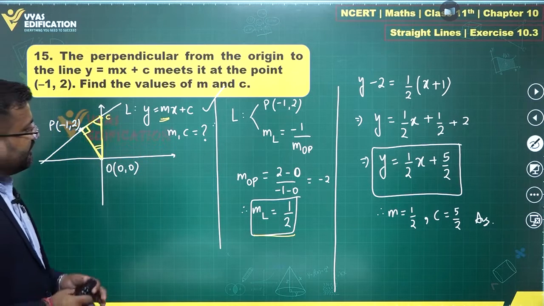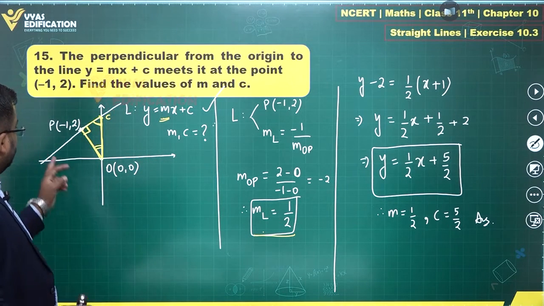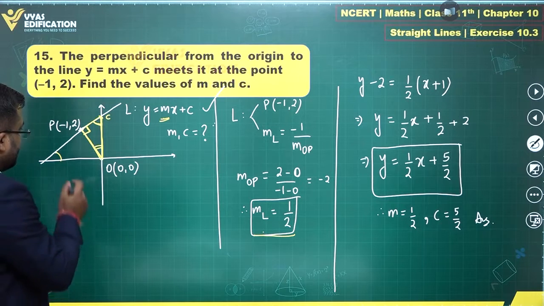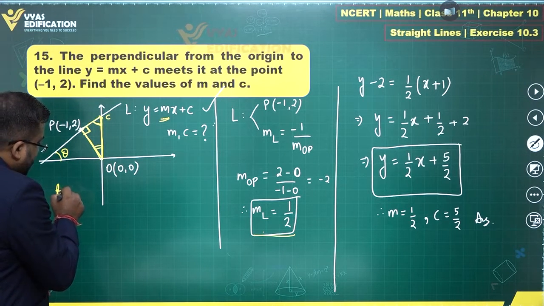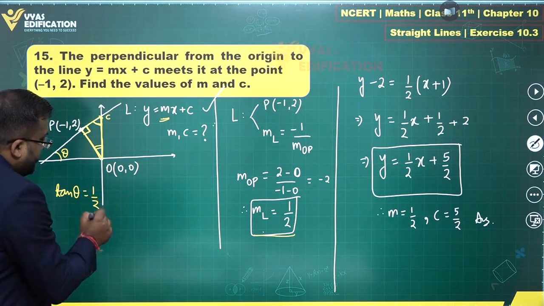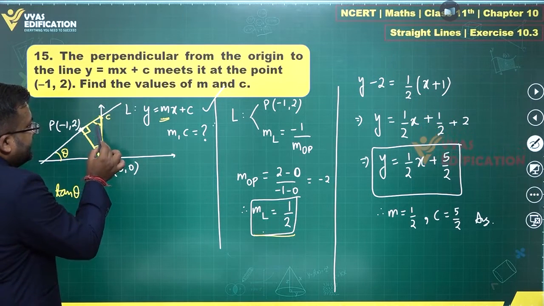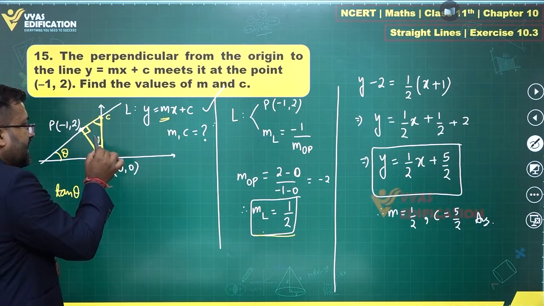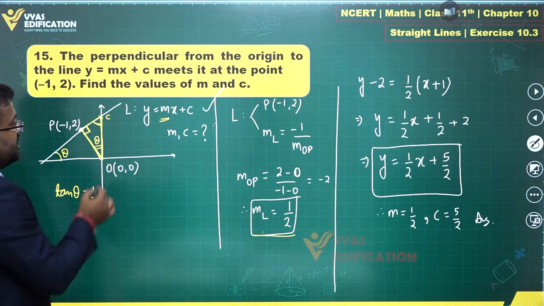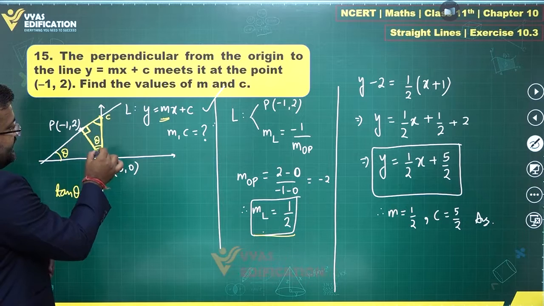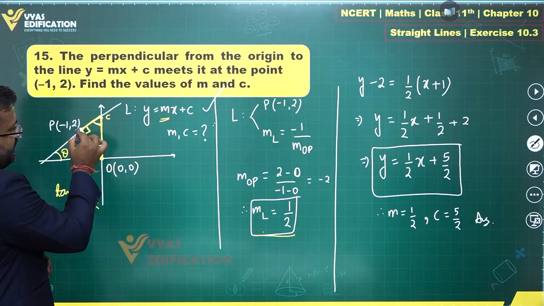Please observe, if m of L is 1 by 2, then this angle is theta. If this angle is theta, then tan theta is equal to 1 by 2, right. So which angle can be easily found? If this is theta, this complete is 90 degrees, this is 90 minus theta, therefore this again will be theta. And for this theta in this right angle triangle, this is the hypotenuse, this is the adjacent.